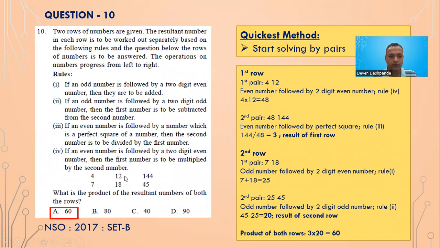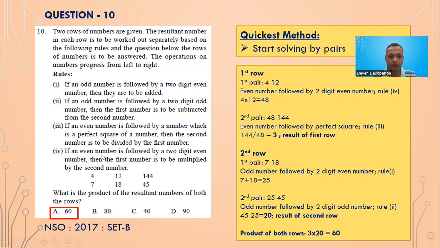So let's take the first pair, 4 and 12. First row, first pair, 4 and 12. 4 is an even number followed by a 2-digit even number, which is 12. Then you have to apply rule number 4. What is rule number 4? The first number is to be multiplied by the second number. So 4 into 12 is 48. So the result of this is 48.